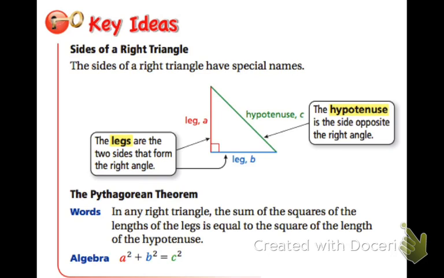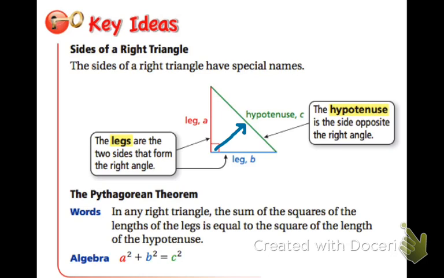The legs are the two sides that form the right angle. So no matter how the triangle is labeled, you will always know which two sides form the legs because the right angle will be between them. The side opposite of the right angle is called the hypotenuse. The hypotenuse is also the longest side.